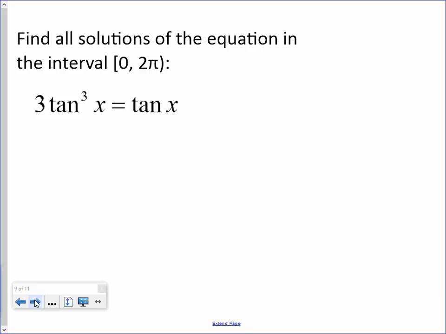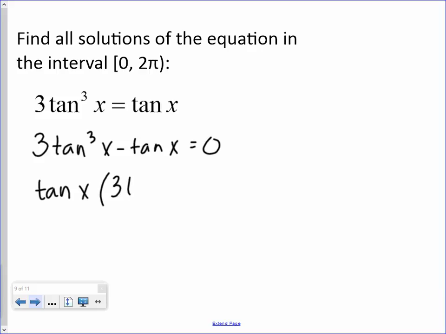Okay, walk me through some steps. What are we going to do? Just shout them out. Sooner you tell me, the sooner you do your homework. Bring the tangent over. 3 tangent cubed x minus tangent x equals 0. I get the tangents on both sides. Factor out a tangent. You know, the tangent cube should make you a little concerned. Okay, so factor tangent out of both.